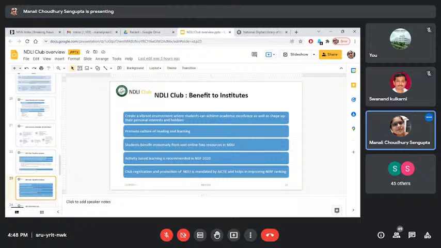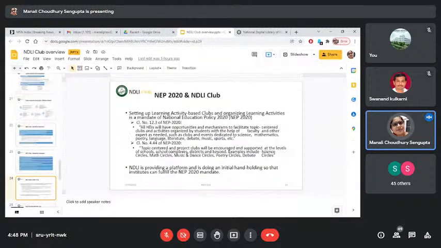Institutes can promote the culture of reading and learning, and students benefit immensely from the vast online free resources in NDLI, and activity learning. This is essentially what NEP 2020 has said, right? In the mandate, they say that all higher education institutions will have opportunities and mechanisms to facilitate topic-centered clubs and activities organized by students with the help of faculty and other experts as needed, such as clubs and events dedicated to science, mathematics, poetry, language, literature, debates, music, sports, etc.